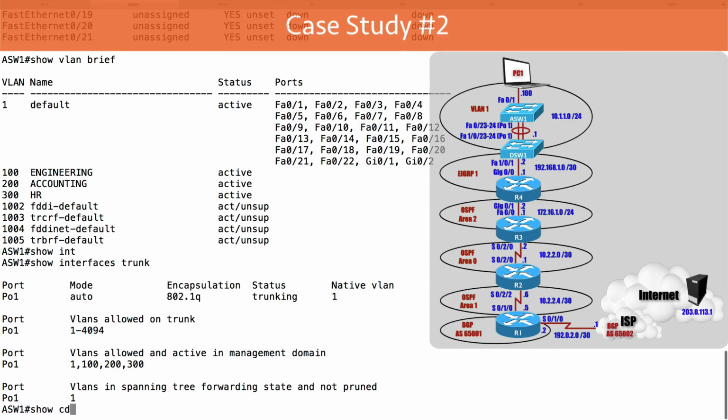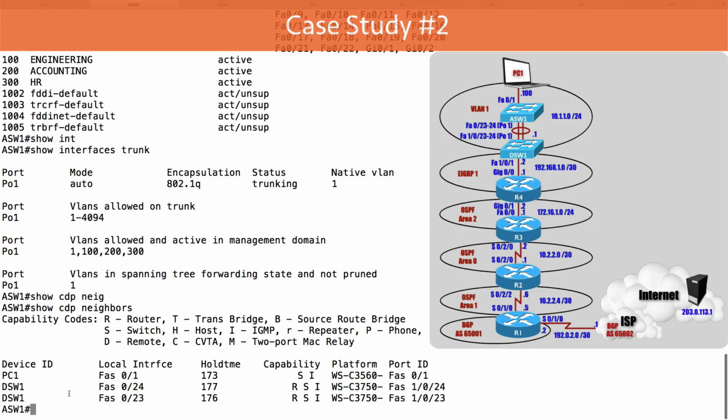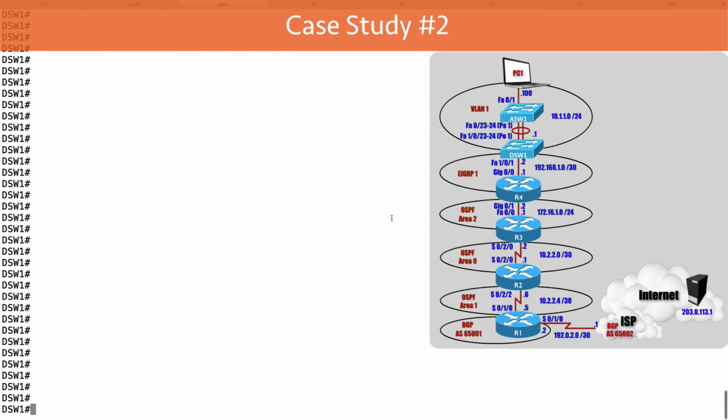Let's do a show cdp neighbors command and just confirm that. Yeah, DSW1, we've got two physical links which are combined into this virtual port channel 1 interface. They appear to be up and happy. Everything seems to be good at this point. Let's now continue to follow the path and go to DSW1. On DSW1, let's check the trunk there.